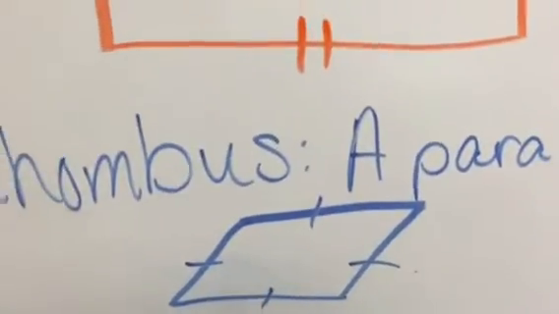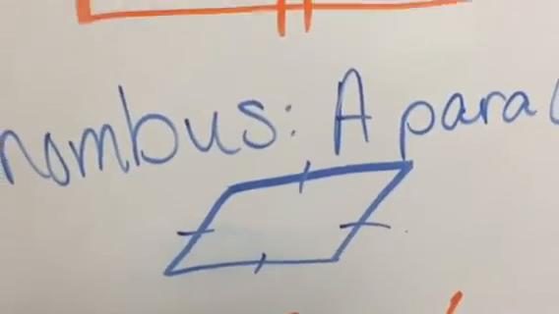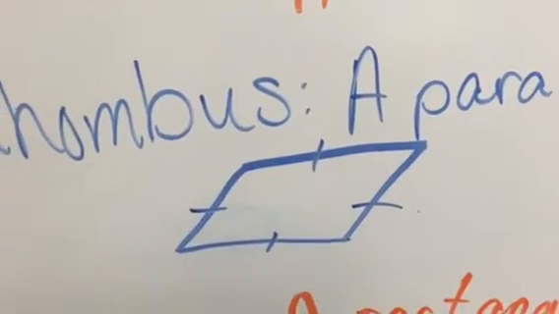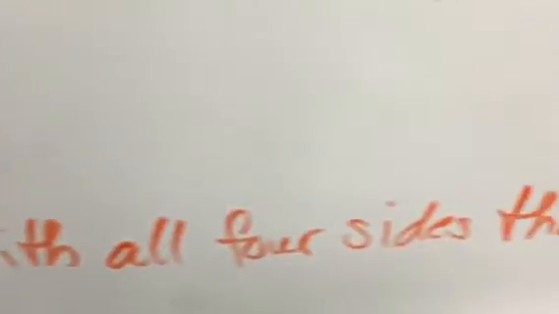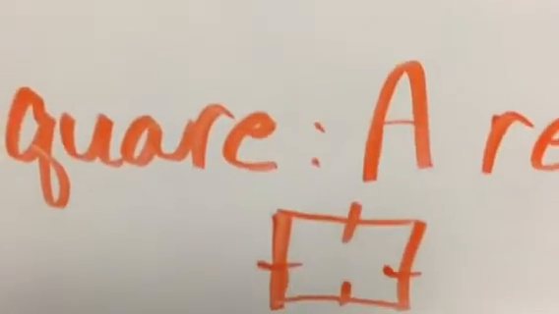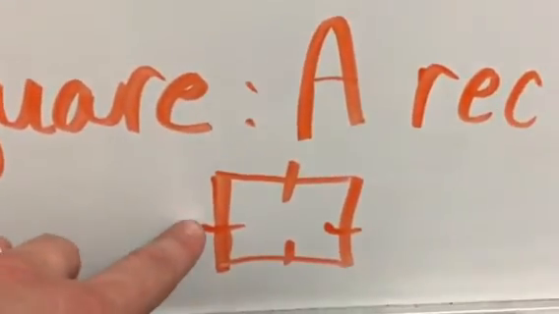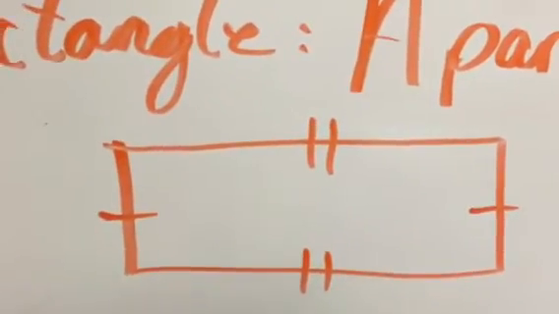Now the rhombus we've always looked at, it's almost like a square on its side. And speaking of that, the next one is square. A square is a rectangle with all four sides the same. So again, we look at this picture and we see this picture. It kind of looks just like this picture, but just condensed.